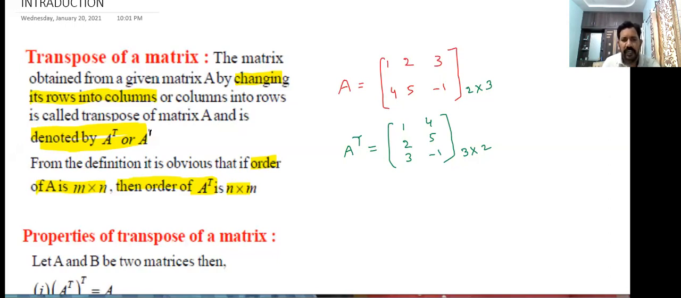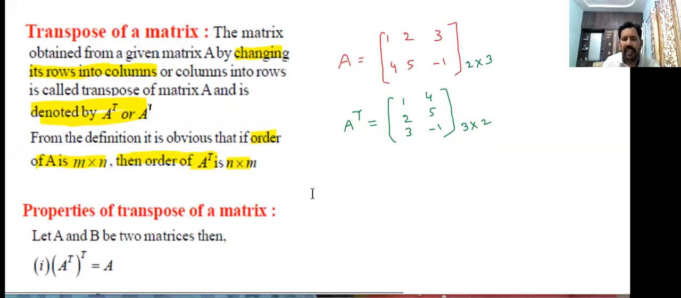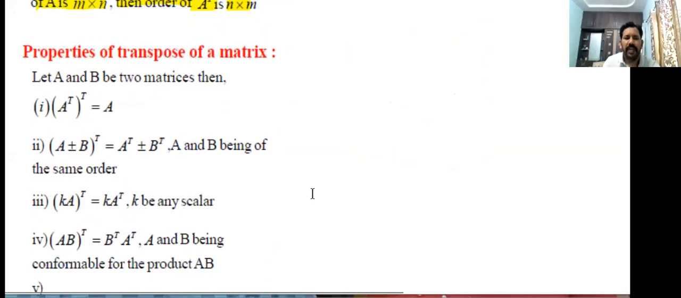Okay, so what is the transpose of a matrix? The matrix obtained from a given matrix A by changing its rows into columns. It is denoted by A power T or A dash. Now see the properties of the transpose of a matrix. What are the properties? See here.